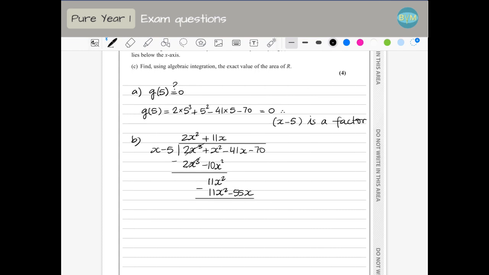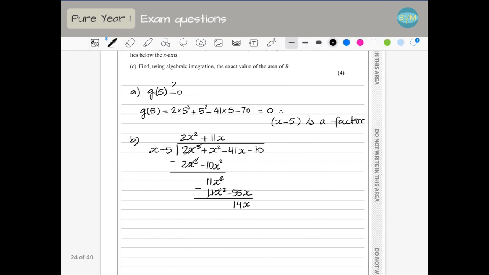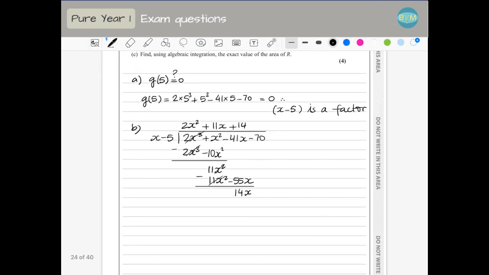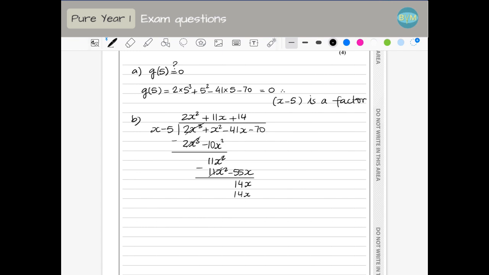And I subtract. These two are gone, and then I have minus 41 minus 55, which is 14, positive 14x. I divide again, 14x divided by x is 14. And when I multiply, I have 14x, and minus 5 times 14 is minus 70. And when I subtract, these two are gone, and this one with the plus 70 are gone as well. If you don't get remainder 0 here, it's because you have done something wrong with the working out. Because when you divide by x minus 5, the remainder should be 0, and this is a factor.